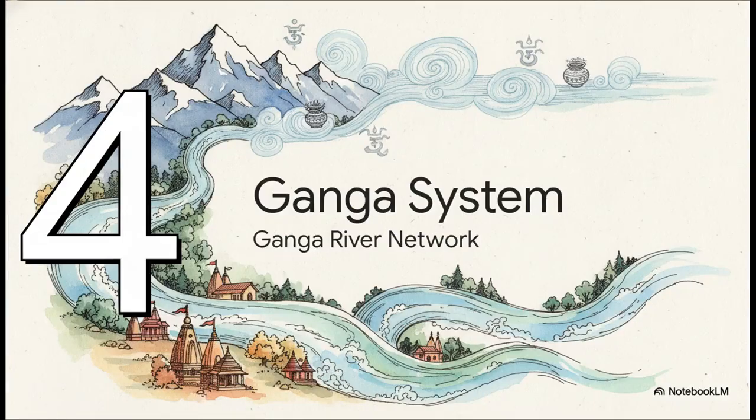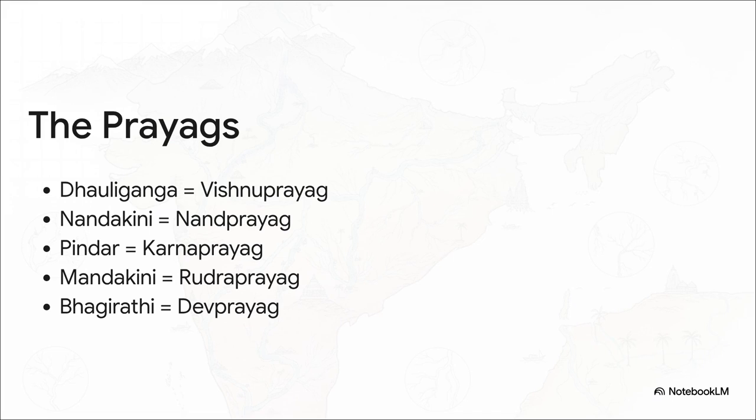All right, Section 4, the Ganga River System. We're starting high up with its complex birth in Uttarakhand. This sequence right here, it's pretty much a guaranteed exam question. The Alaknanda River is the main spine. As it flows down, it joins different rivers at these sacred confluences known as the Prayags. The Doli-Ganga meets it at Vishnu Prayag, the Nandakini at Nanda Prayag, the Pinder-Ganga at Karna Prayag, and the Mandakini at Rudra Prayag. The big moment happens at Dev Prayag, where the Bhagirathi meets the Alaknanda, and boom, from that point on, it is officially the Ganga.